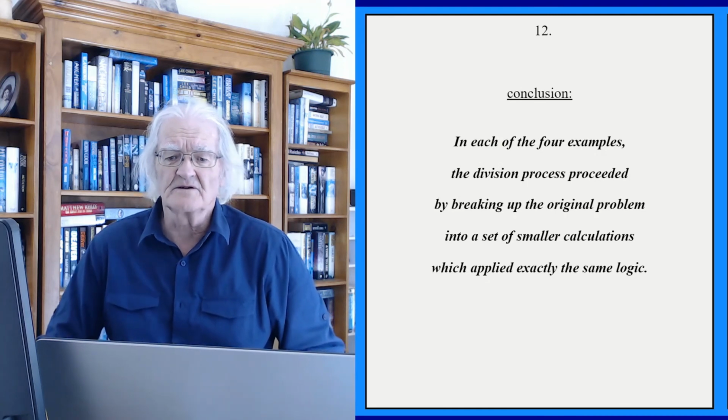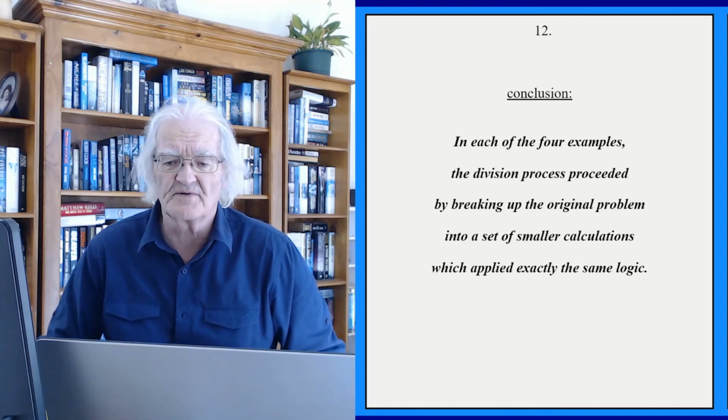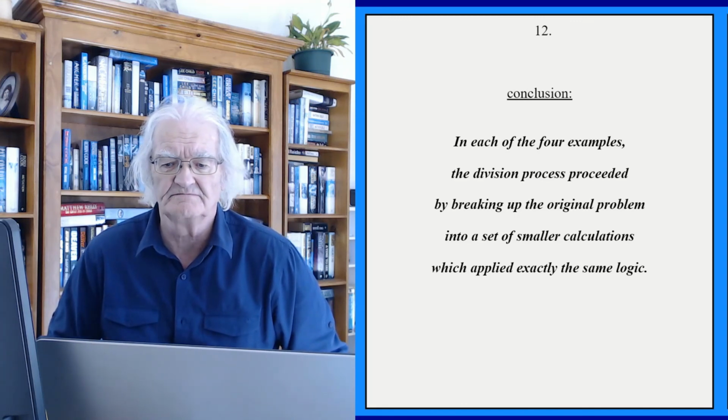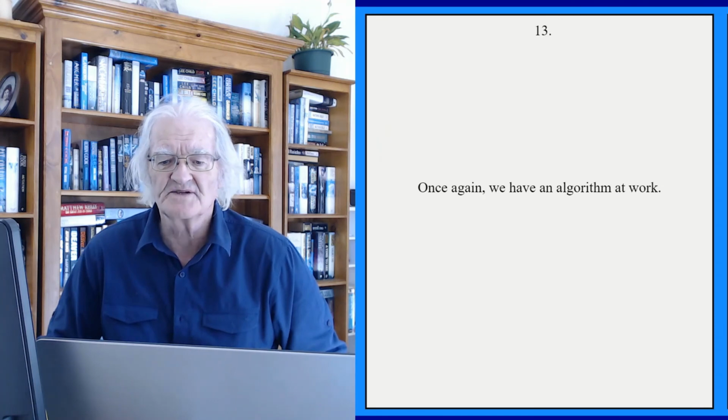So for our conclusion, in each of the 4 examples, the division process proceeded by breaking up the original problem into a set of smaller calculations, each of which applied exactly the same logic. Once again, we have an algorithm at work. Find the small process and apply it repeatedly.